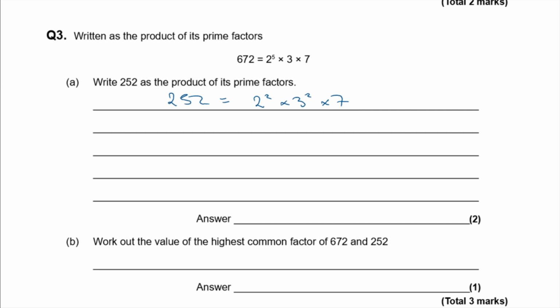Okay, and then work out the highest common factor of those two numbers then. So what do they have in common? Well, I've got a 2 to the 5 and a 2 squared, so what's in common is 2 squared. I've got a 3 and a 3 squared, so what's in common is the 3. And I've got a 7 and a 7, so what's in common is 7. So multiplying those together, 2 squared is 4 times 3 is 12 times 7. 7 12s are 84, so that comes out to be 84.